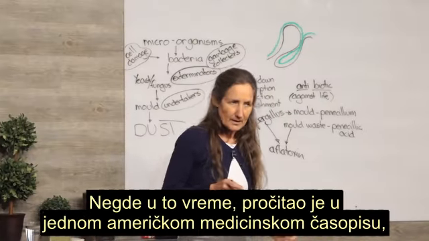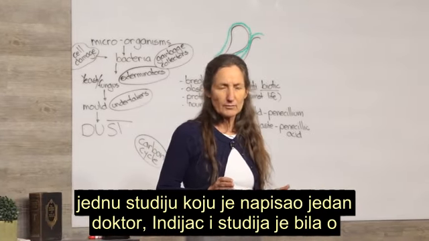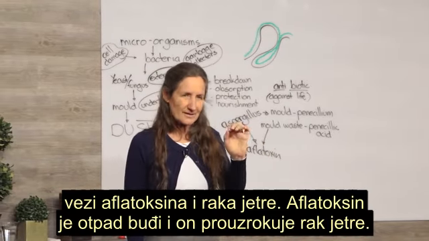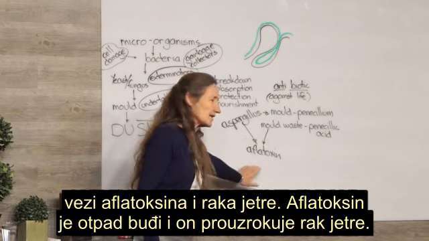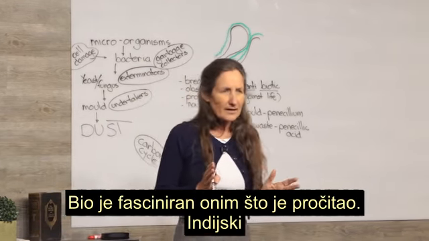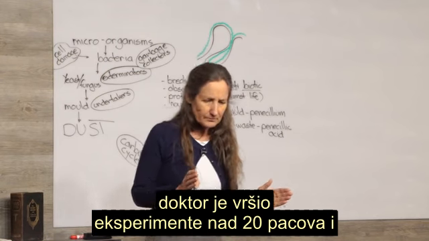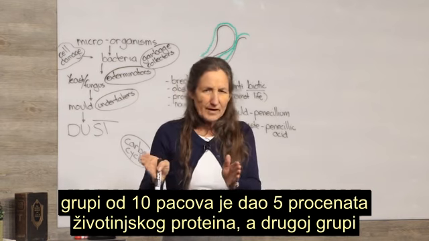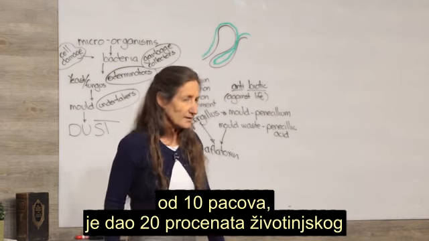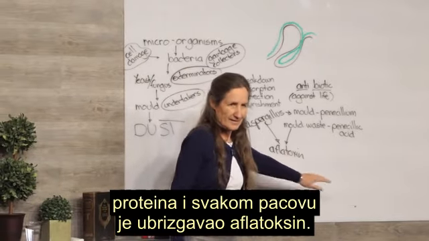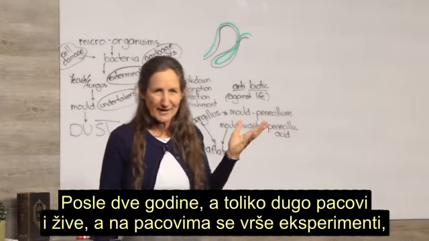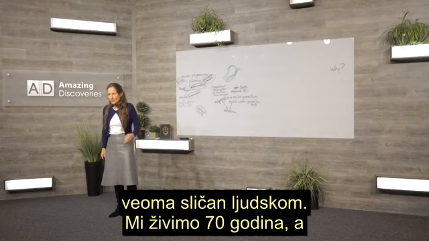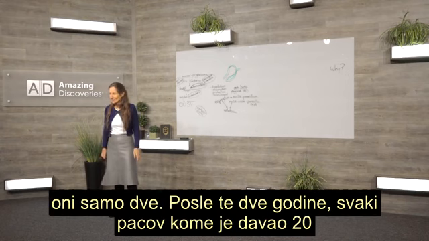About that time, he was reading in an American medical journal of a study done by an Indian doctor on aflatoxin and liver cancer, because aflatoxin is a mold waste that causes liver cancer. He was fascinated. This Indian doctor had 20 rats. 10 rats he gave 5% animal protein. The other rats he gave 20% animal protein, and he injected each rat with aflatoxin. After 2 years, that's about how long rats live, and they experiment on rats because rats' digestive tracts are very similar to humans. We live 70 or 80 years, they live 2 years.